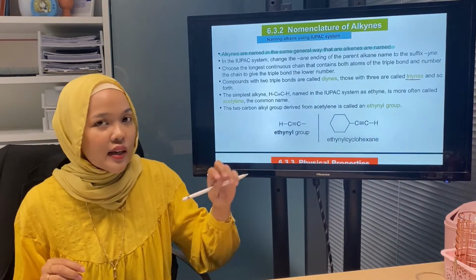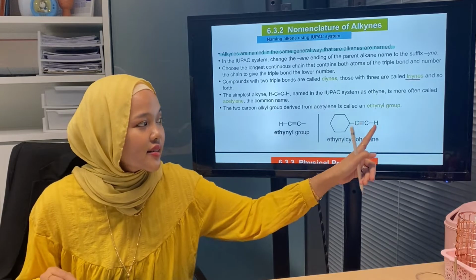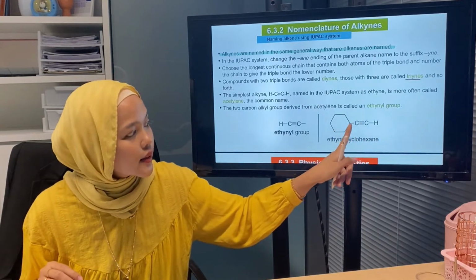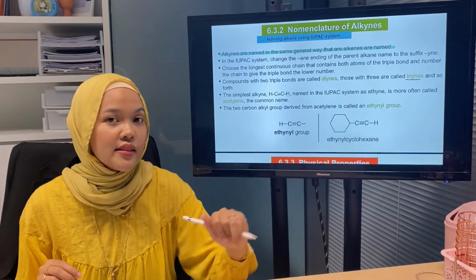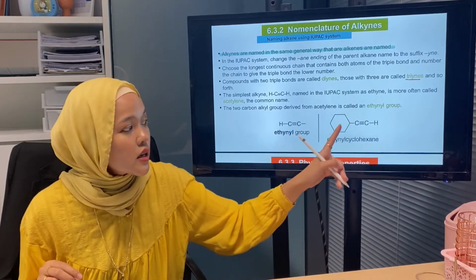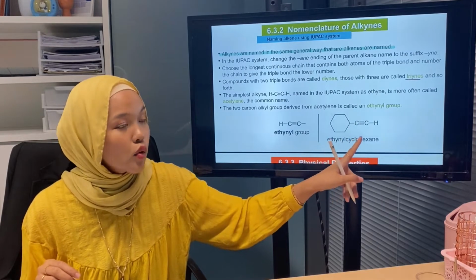And if the alkyne group is located as a substituent, we will call it an ethynyl group. So here, because 1, 2, right? So ethynylcyclohexene.